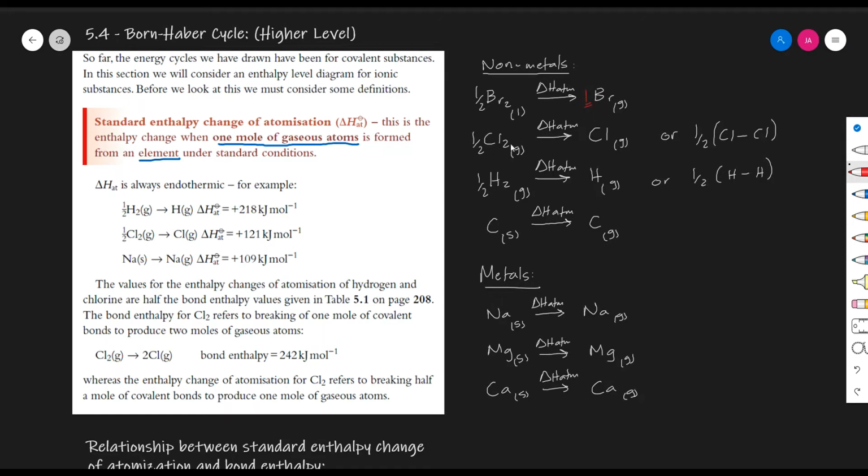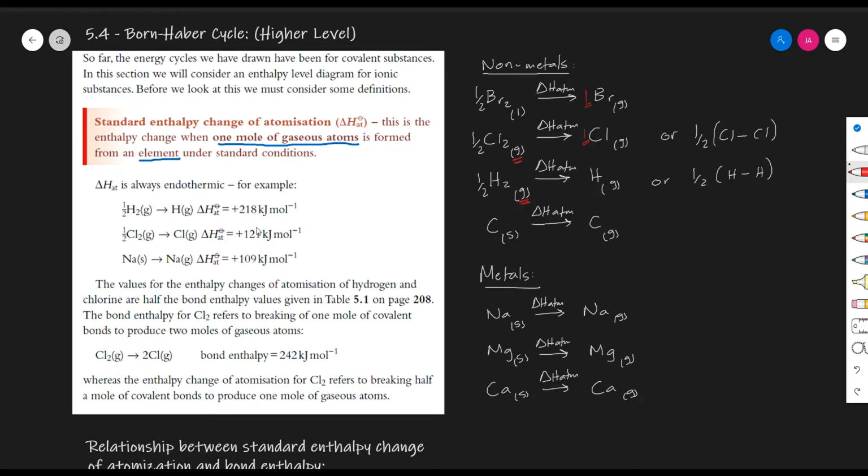In this case, Cl2 is already in the gaseous state, and thus the enthalpy change of atomization is the enthalpy change when 1 mole of gaseous atoms, once again, is formed from an element in its standard state, which in this case is a gaseous molecule, and thus needs to be multiplied by half to produce only 1 mole of Cl.